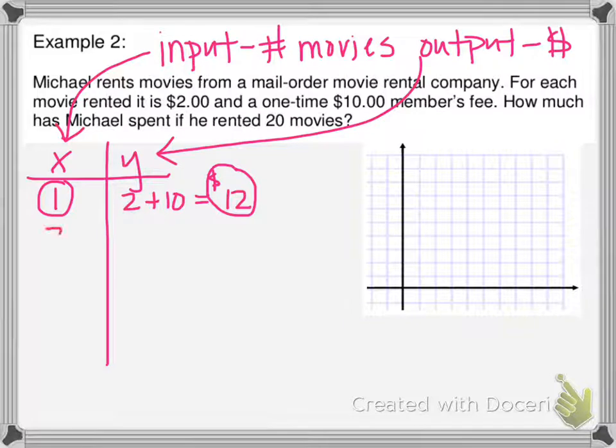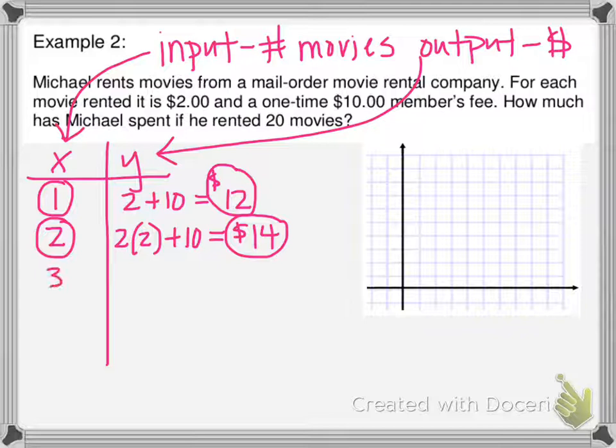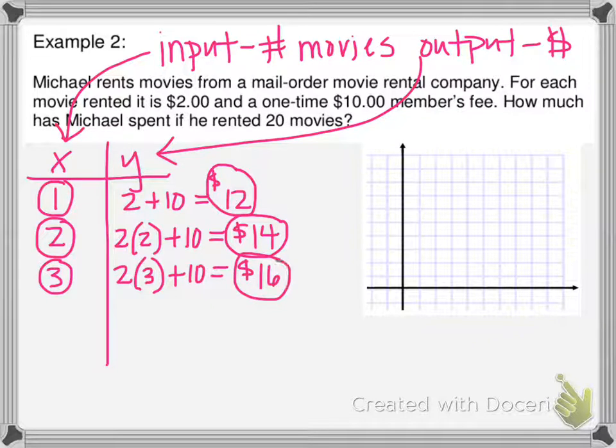Let's think about if he rented 2 movies. Well, it's $2 per movie. So that's going to be 2 times 2, plus he still has to pay the $10 member's fee, that one-time fee. So 2 times 2 is 4 plus 10 is $14. Or he could rent 3 movies. So $2 times 3 movies is $6 plus the $10 fee. Now he's up to $16. And then you can start to see a pattern develop, right?